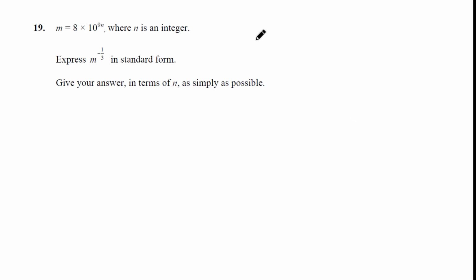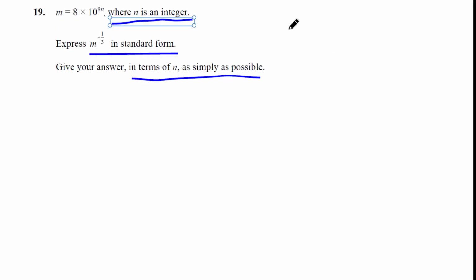Question 19, we have n is an integer, and express m to the power 1 minus a third, and give your answers in terms of n. And we need to do that in standard form. So if we start with m equals 8 times 10 to the power 9n.